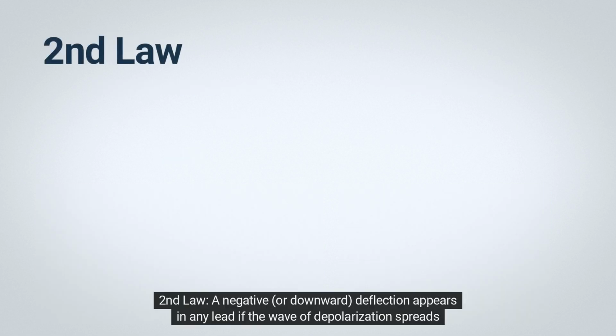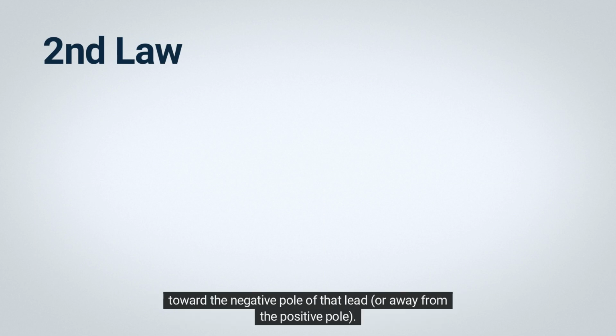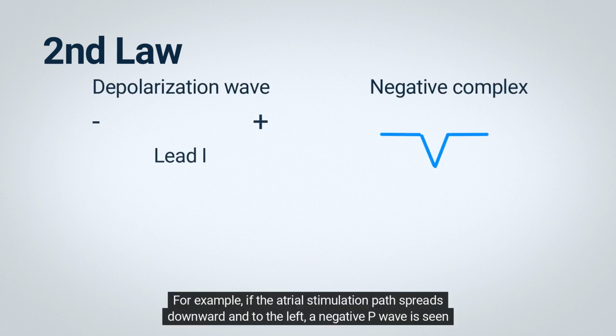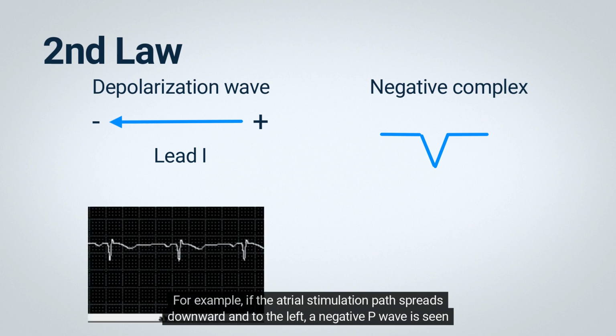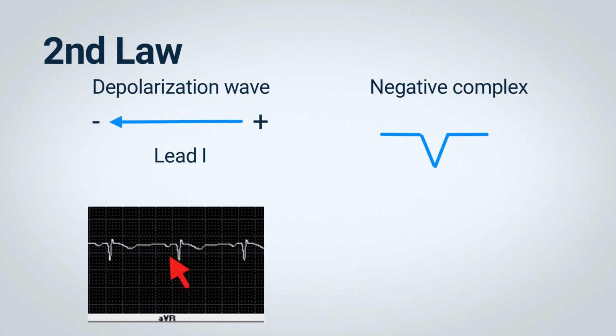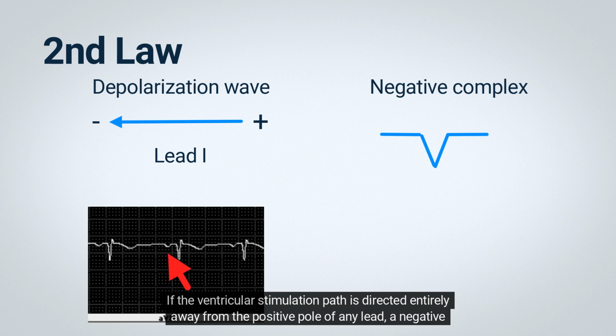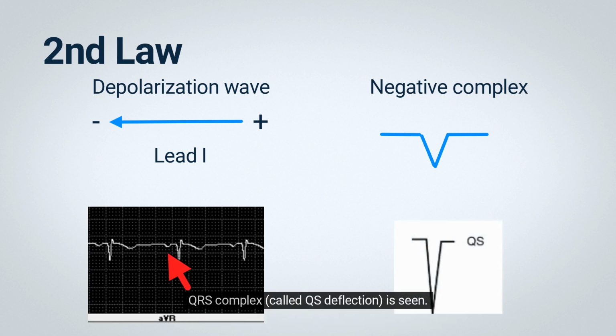Second law: a negative or downward deflection appears in any lead if the wave of depolarization spreads toward the negative pole of that lead or away from the positive pole. For example, if the atrial stimulation path spreads downward and to the left, a negative P wave is seen in lead AVR. If the ventricular stimulation path is directed entirely away from the positive pole of any lead, a negative QRS complex, called QS deflection, is seen.